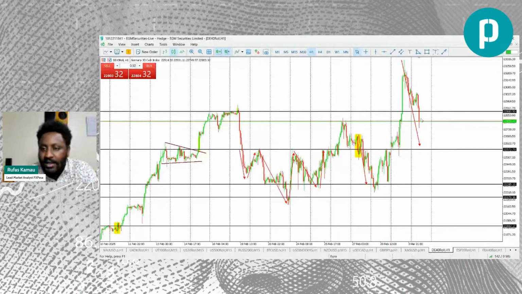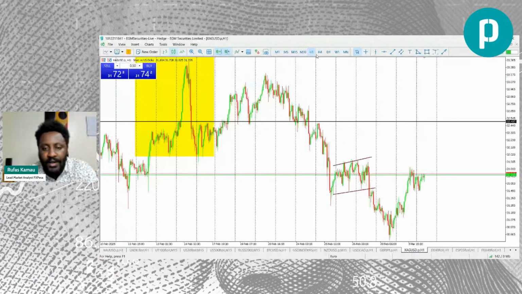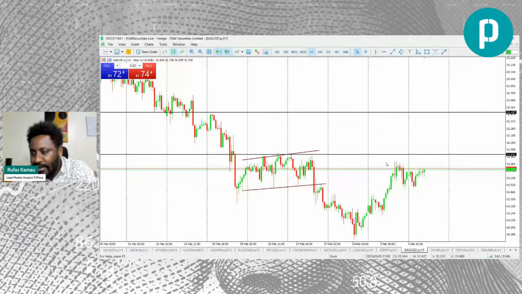So good chance that we see the German stock market index continue with this particular trend. As for silver, we are seeing a very strong correlation happening, similar to what we are seeing with gold. So good chance that we keep on seeing this bullish momentum. We still have a very strong resistance in this area here. So good chance that at least we test $31.931.